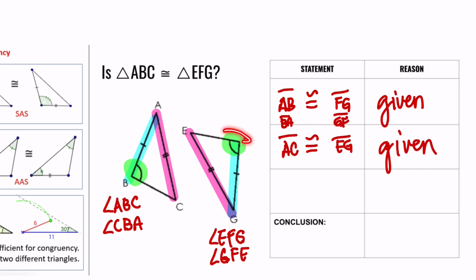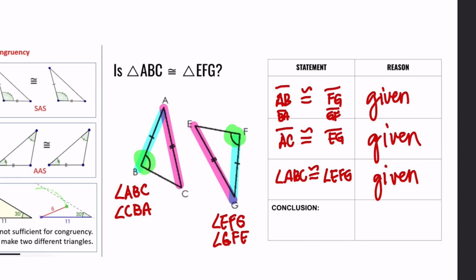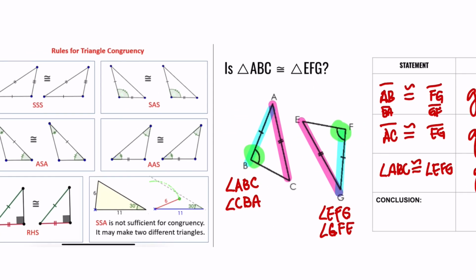Again, the point where the angle happens is the middle letter, okay? So we can write angle ABC is congruent to angle EFG. And the reason being given, okay? So let's look at this compared to our rules, okay? Can we use side, side, side? No, because only two sides are congruent. So cannot use this. No.